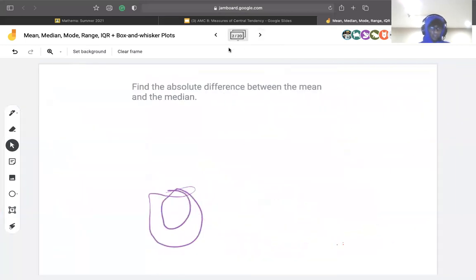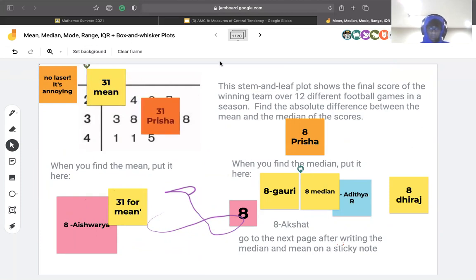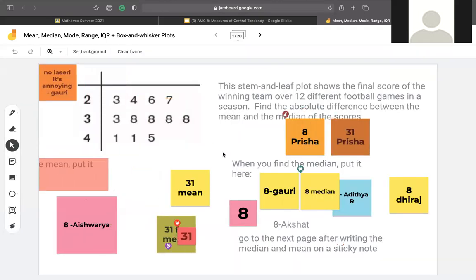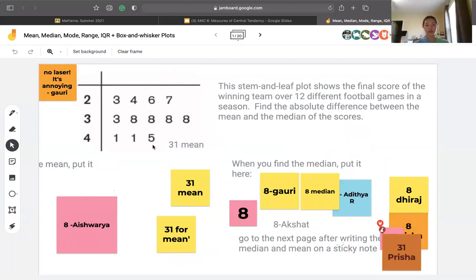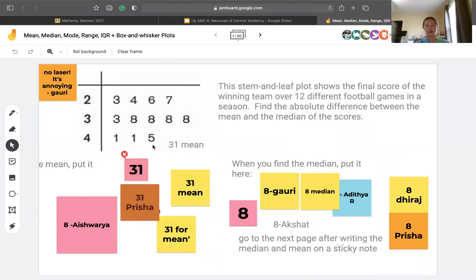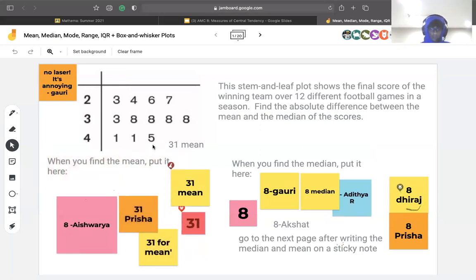Can we stop with the laser pointers? Can we use the laser if there's a stem and leaf plot to cross out the numbers? You could just copy it down really quickly, because if you cross it out, other people won't be able to see it. Yeah, the laser pointer is kind of distracting to everyone else as well.